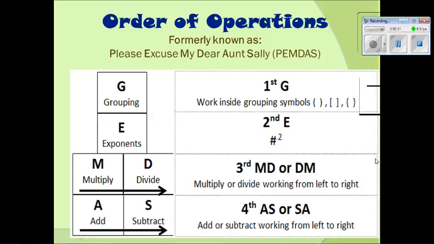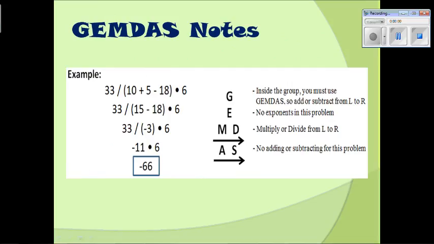This is another way that you can look at GEMDAS. Sometimes we like to stack up our symbols, our letters here, to help us remember grouping comes first. Once we've done everything inside our groups, we move on to exponents. Then we multiply and divide left to right. And finally, when all that's done, we can add and subtract from left to right. Let's take a look at some examples.